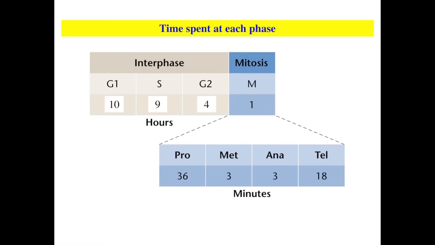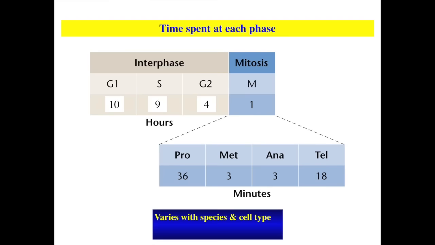How long does the cell cycle take? The time spent at each phase varies with species and cell type. However, the shortest time is spent in the M phase. As you can see here, interphase lasts 23 hours out of a 24-hour cell cycle, and mitosis only takes about 1 hour. The phases of mitosis that are the longest are prophase and telophase and cytokinesis. Metaphase and anaphase happen relatively quickly. So these are the hardest things to observe.